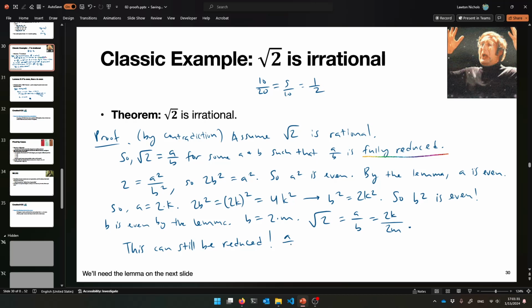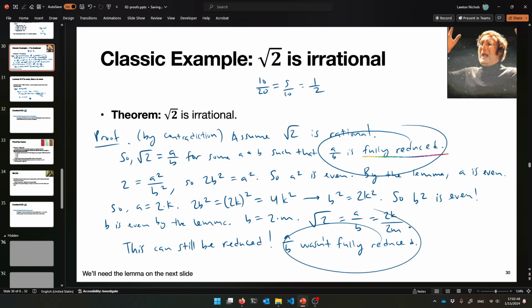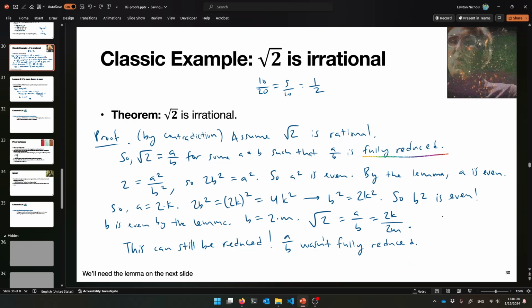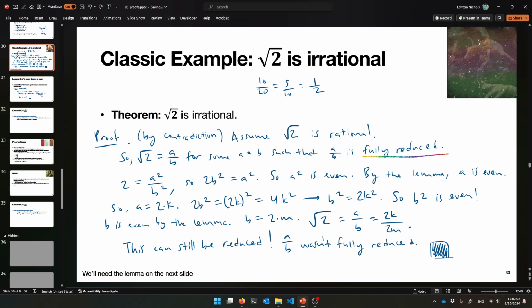So that means a over b was not fully reduced, though I assumed it was. So I have that at the same time a over b is fully reduced and a over b isn't fully reduced. That's false. Can't have both. So I've created a contradiction for myself. I've proven that false is true, QED. Therefore, this assumption was incorrect. It must have been the case that my assumption was false and the theorem was true. So the square root of 2 is irrational.